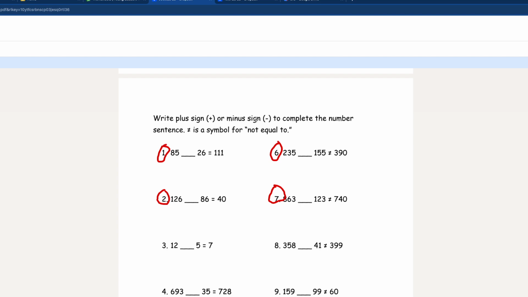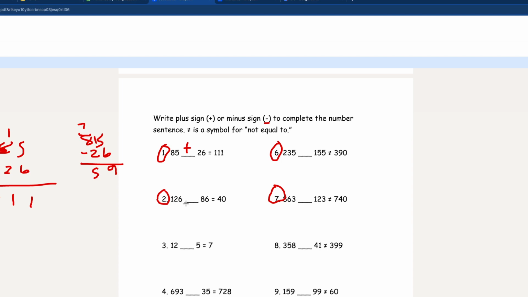So first we're gonna try subtraction. So 85 minus 26. So 15, 9, subtract 1, so 7 plus 2 is 5. So if you put the subtraction sign, it does not equal 59. So that's not going to be the answer. So let's try 85 plus 26. So 5 plus 6 is 11. 1 plus 8 is 9 plus 2 is 11. So plus is going to be your answer due to 85 plus 26 equaling 111.